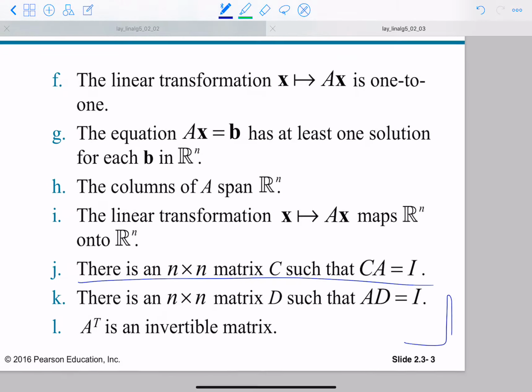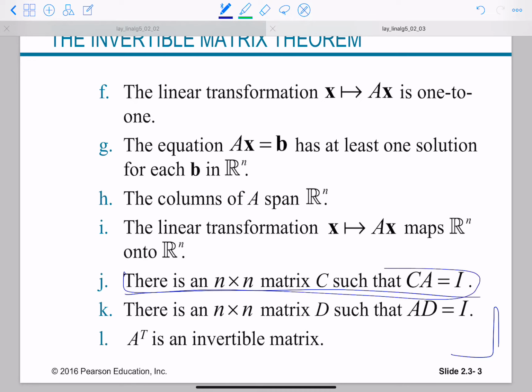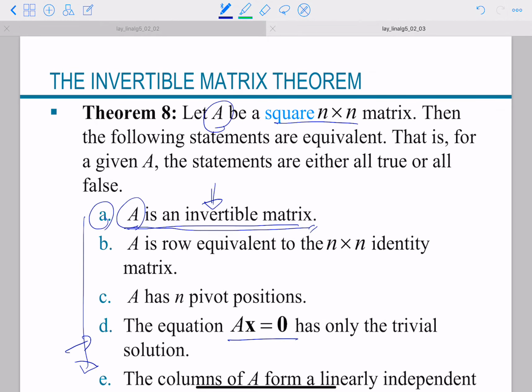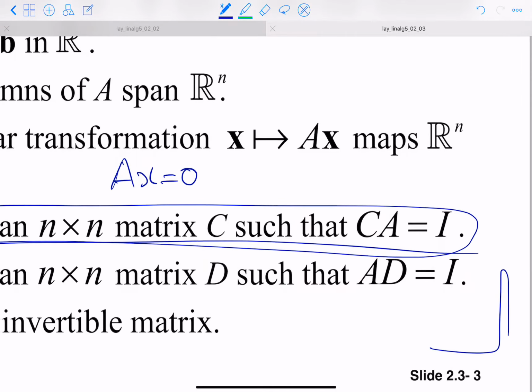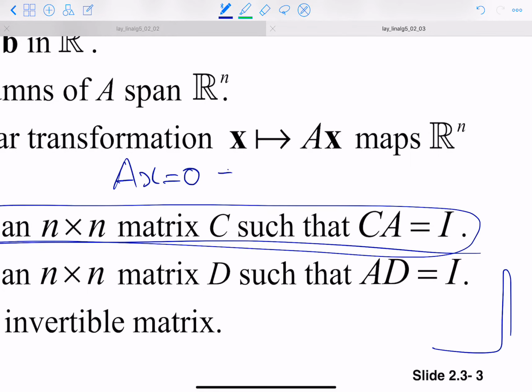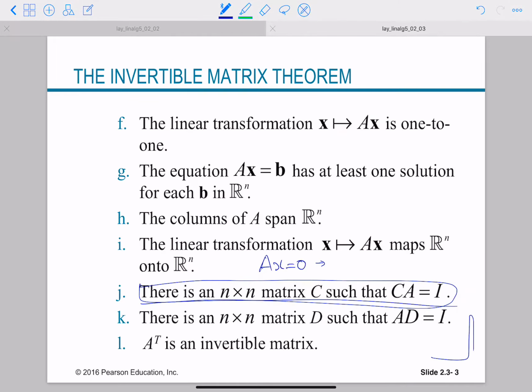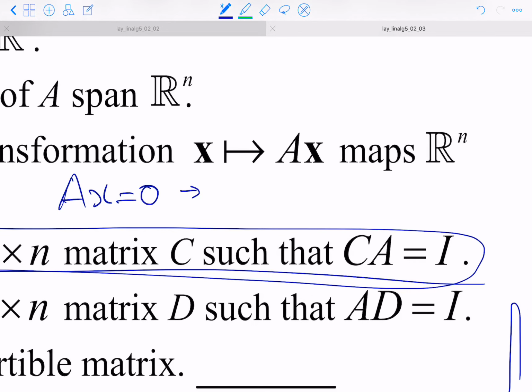From this fact, how can we prove that AX equals 0 has only the trivial solution? Right. So let's assume that there exists some non-trivial solution X. In that case, this X is a non-trivial solution. So this is our initial assumption.